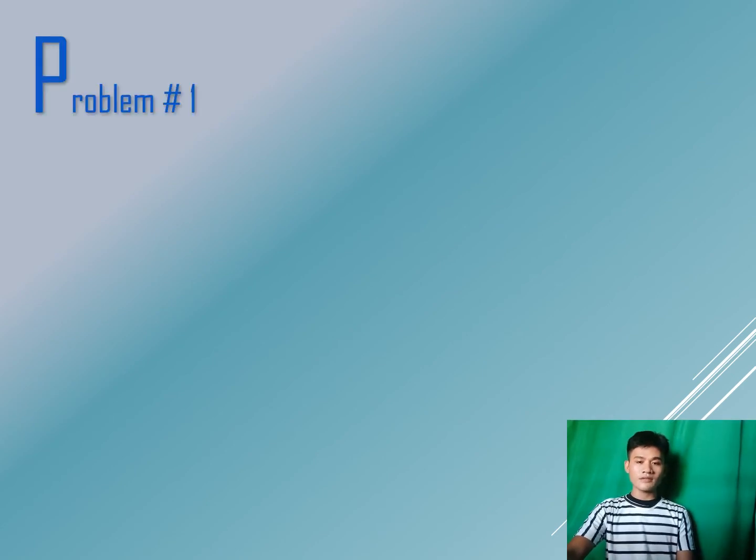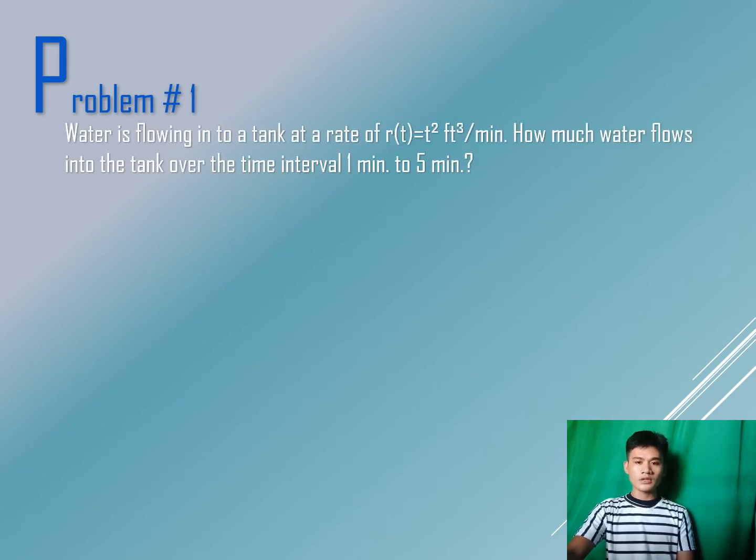So we have this given example as we apply the given formula of the net change. Problem number 1. Water is flowing into a tank at a rate of r of t equal to t squared cubic feet per minute. How much water flows into the tank over the time interval 1 minute to 5 minutes? First, as we solve the given problem, we should locate the given that we can use as we show the solution.